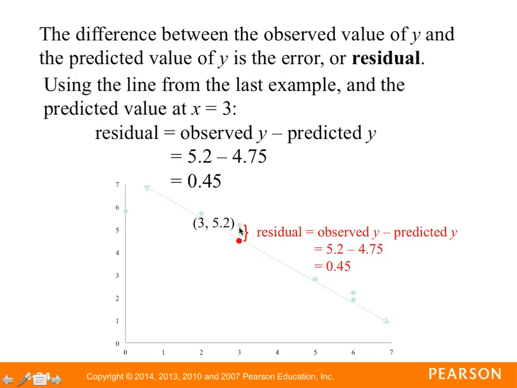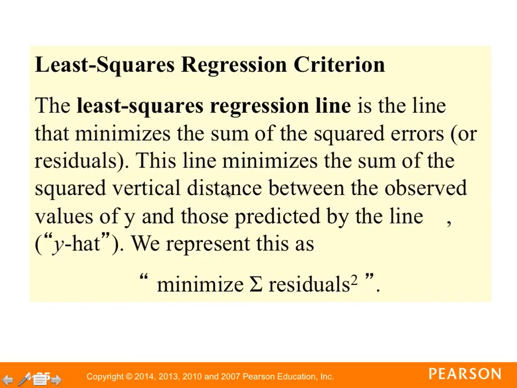For example, for the last one, we actually observed at 3 a value of 5.2, but we predicted 4.75. So we have a residual of 0.45. Now, what the least squares regression line actually does is it minimizes the sum of the squared errors, or squared residuals.